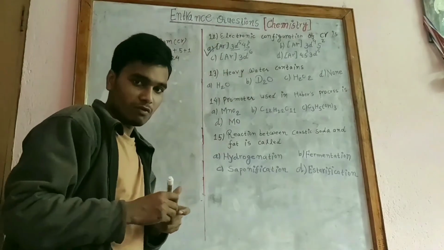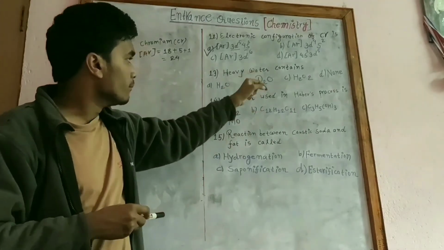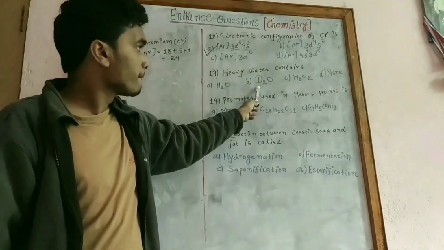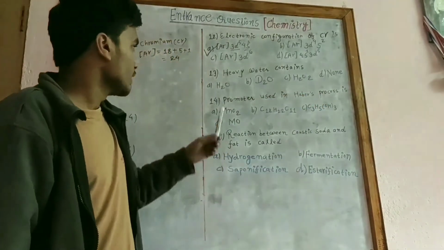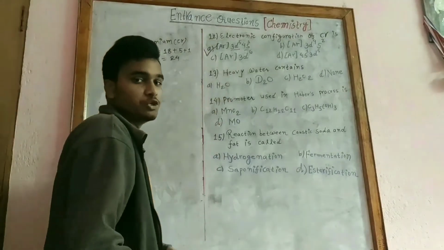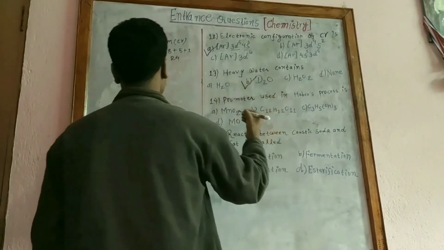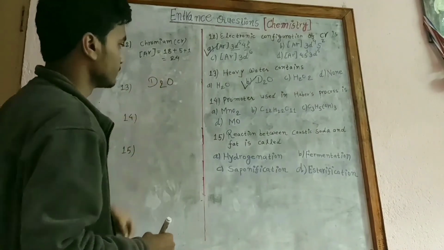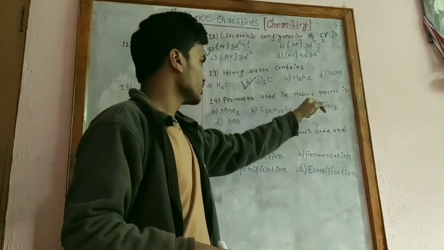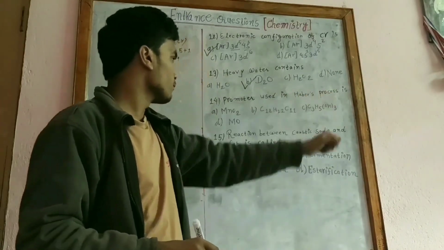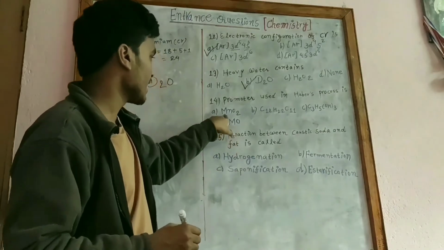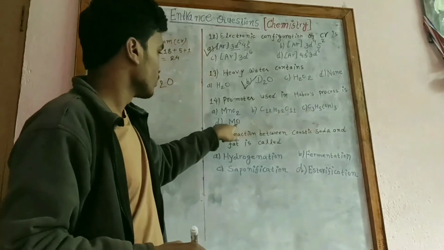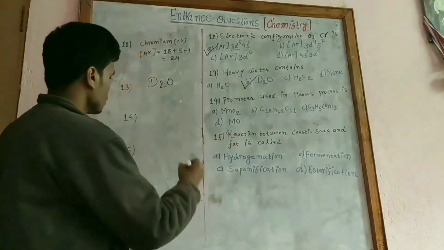What is the molecular formula of heavy water? This is water, deuterium oxide, hydrogen peroxide, none. You have to remember that heavy water is deuterium oxide. That is, option B. Deuterium oxide. The promoter used in Haber's process is manganese oxide, sucrose, glycol, or molybdenum. The answer is molybdenum.